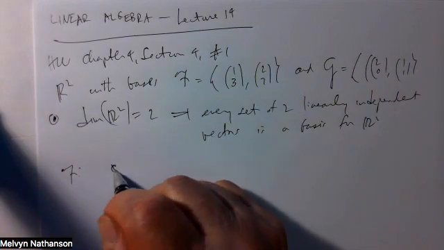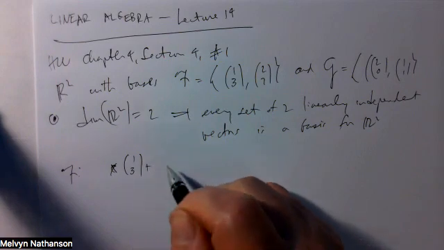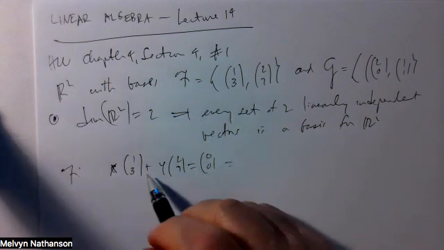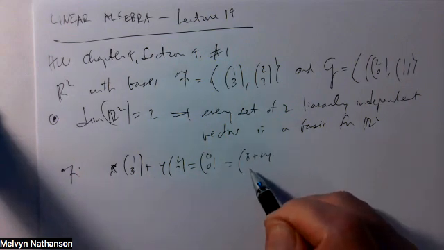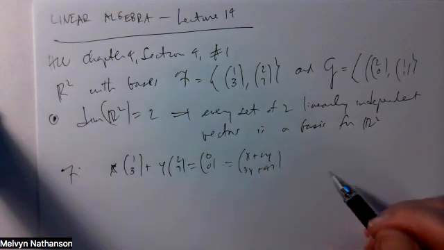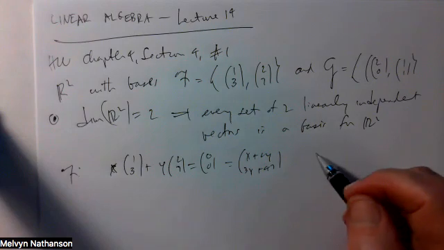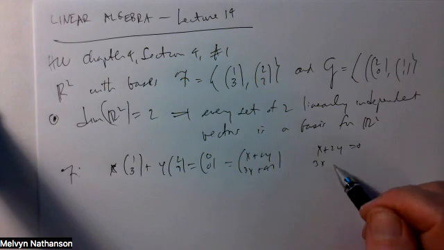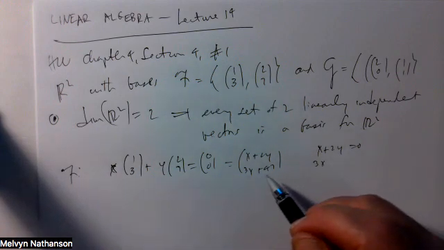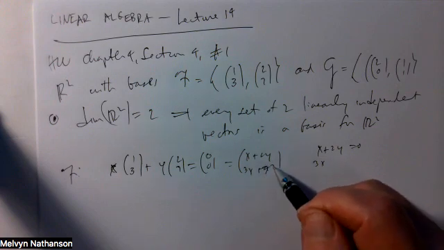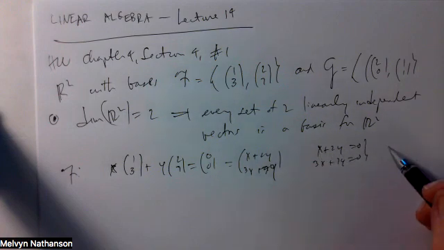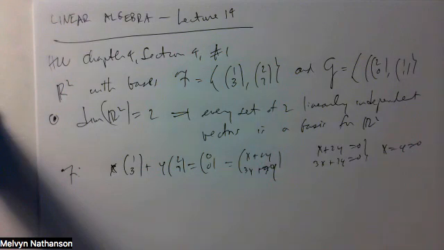Suppose that x(1, 3) plus y(2, 7) is equal to the 0 vector. This is the same as (x plus 2y, 3x plus 7y). So we want to know all possible solutions of the equations x plus 2y equals 0, 3x plus 7y equals 0. If you solve these two equations, the only solution is x equals y equals 0. So these two vectors are linearly independent.